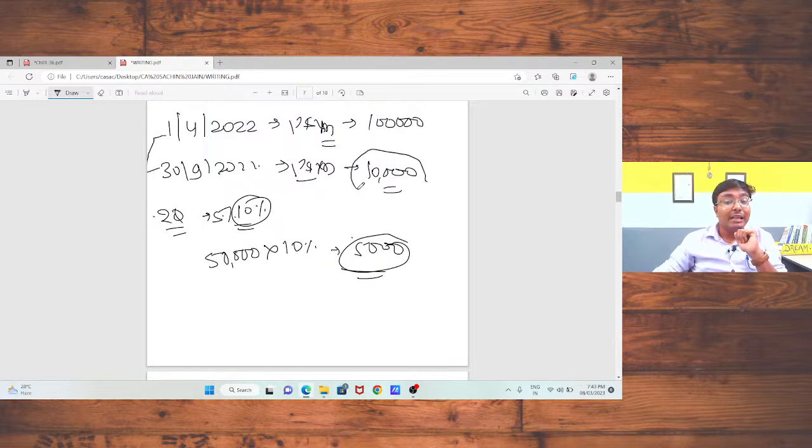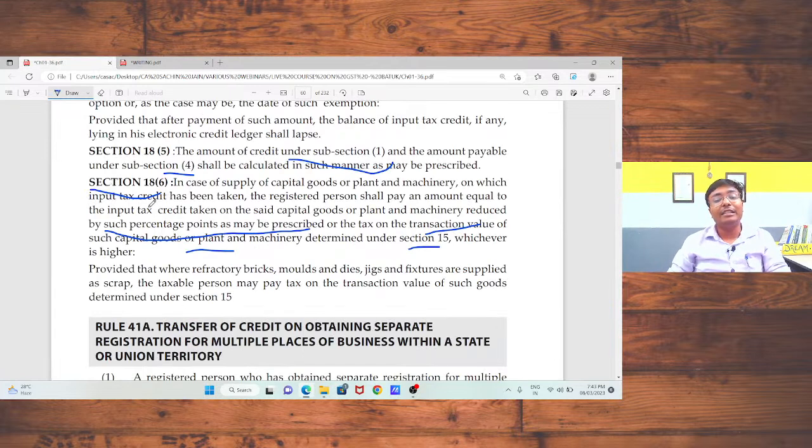So government says that the amount of reduction or the tax payable on the transaction value, whichever is higher, you need to pay the same to the government. The same line is prescribed under section 18 subsection 6. Most probably example clear ho gaya hoga. In case of supply of plant and machinery or capital goods, you need to calculate the figures as per this one.